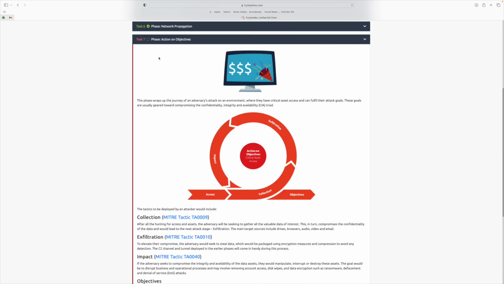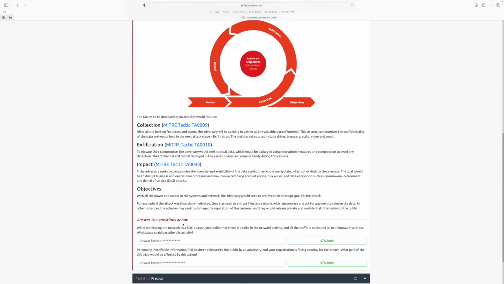The main goal for task 7 is geared towards compromising the confidentiality, integrity, and availability, the CIA triad. So these are the tactics that the attacker will use: collection, exfiltration, impact, and objectives.